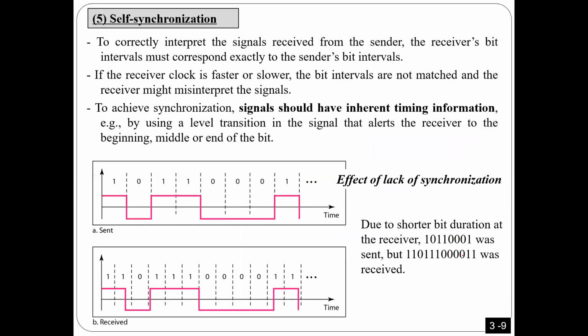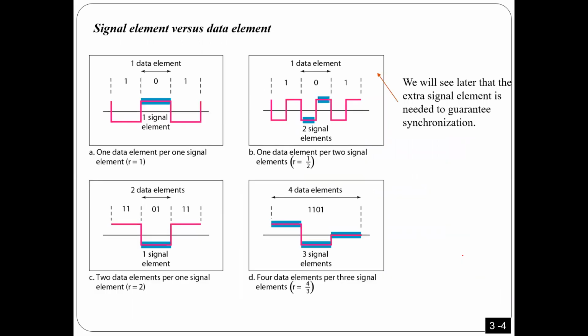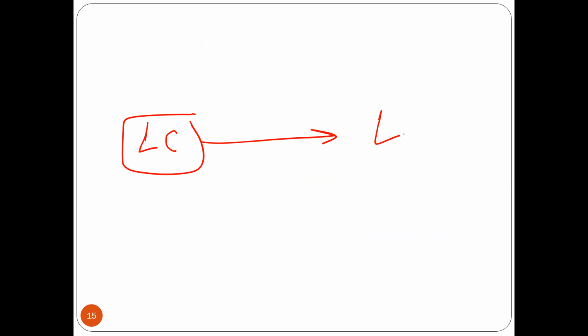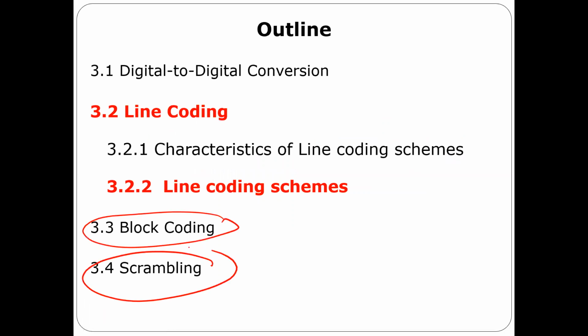Now, that's what we call, so what we did so far, we have a line coder at the transmitter. At the receiver, I need a line decoder, right? Line coder and line decoder, okay. So now I'm gonna move to the next one here, which is block coding and scrambling.